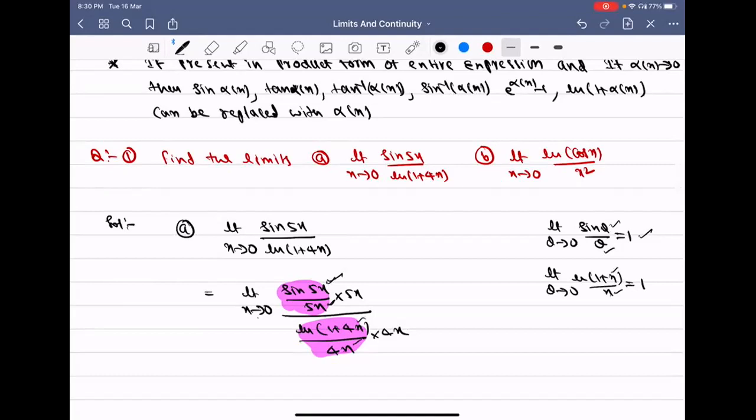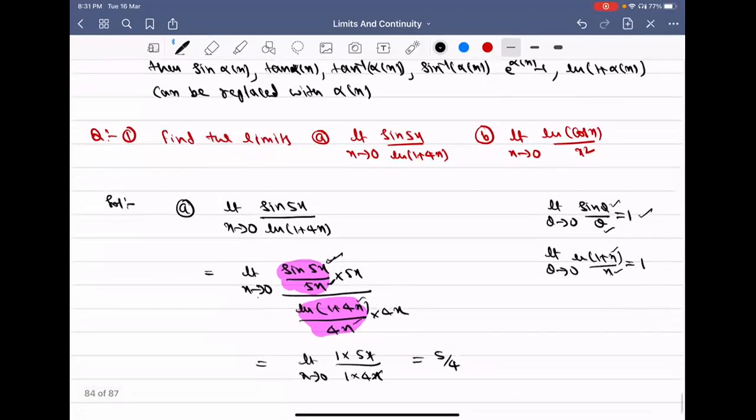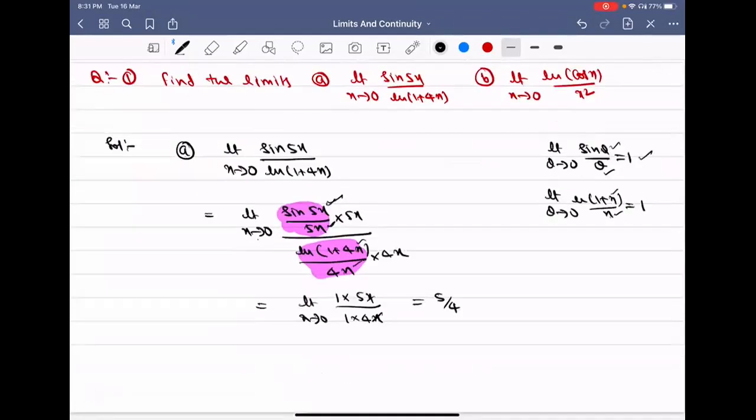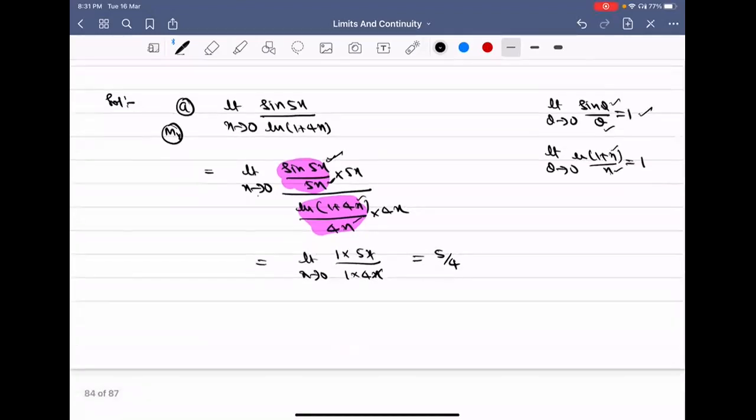Therefore, this equals 1 into 5x over 1 into 4x. The x cancels. The answer is 5 by 4. This is our normal method without using infinitesimals. But by using infinitesimals, we can solve the question directly. This is method 1. So method 2 is what? By using infinitesimals, we can directly solve the problem.